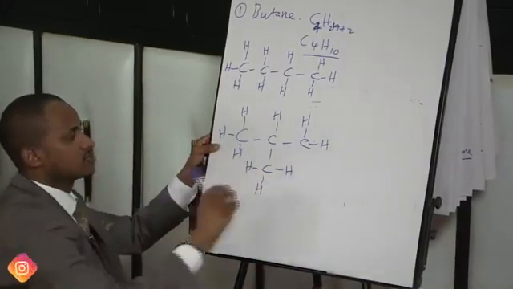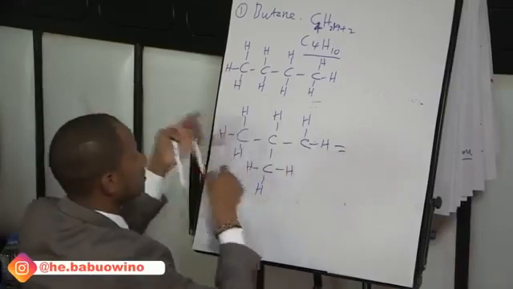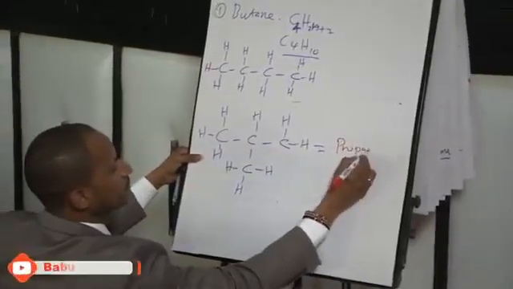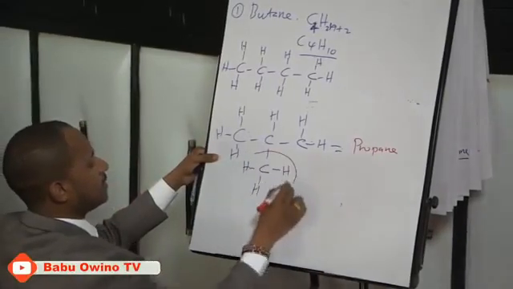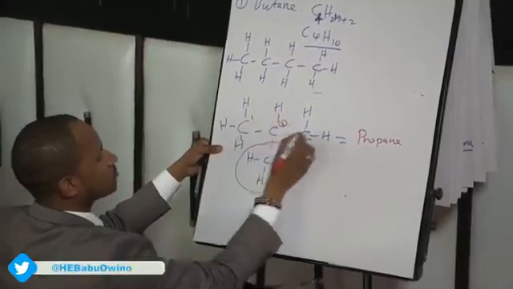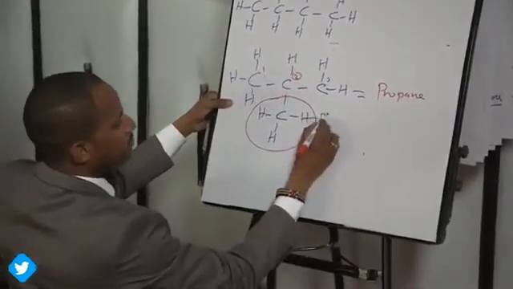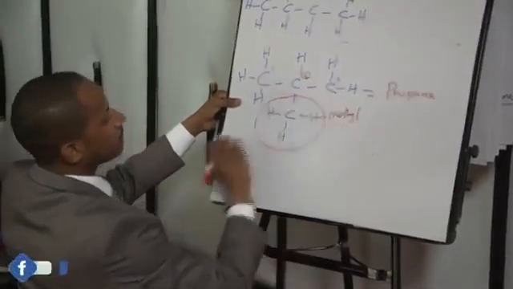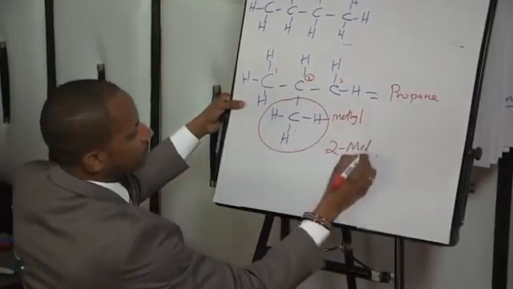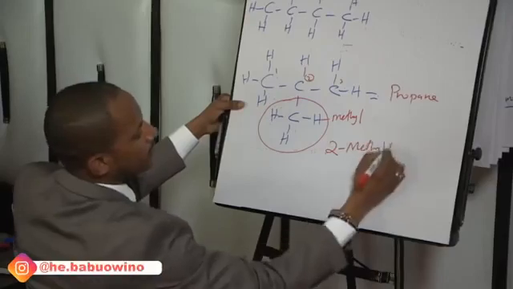Identify the longest continuous chain, which is propane. There are 3, 1, 2, 3, propane. Then I name the branch, because the branch is on the second carbon atom, 1, 2, 3. This branch is a methyl branch. So we name it, we start with 2, then methyl propane.